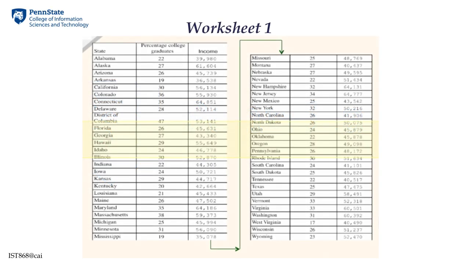Now we want to pause a little bit and work on a problem so that we can better appreciate the three properties of information overload that you just talked about. On the slides, you're given a table that describes the percentage of college graduates and average household income of each state in the United States. Based on this data set, you'll be given four questions in sequence.